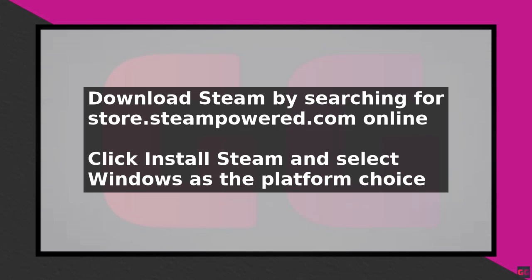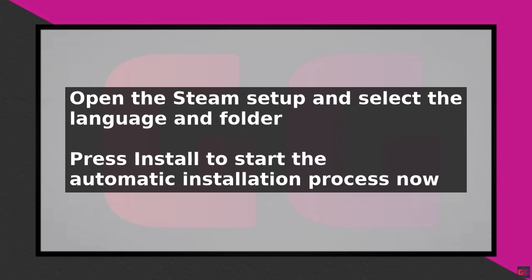In most cases, this will be Windows. After clicking Install Steam again, the Steam setup will download to your computer. Open the setup, and a window will appear. Click Next, select your language, and choose the destination folder for the Steam installation. You can either leave this as is or change it, depending on your preferences. Once you've done that, press Install, and Steam will automatically install on your computer.